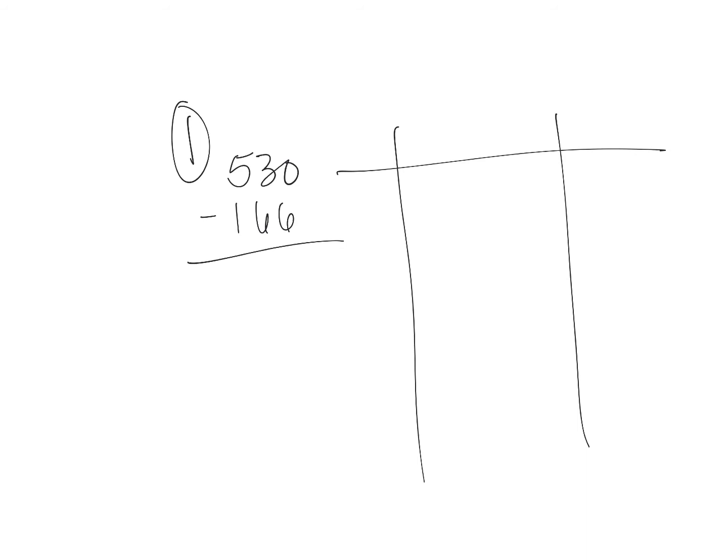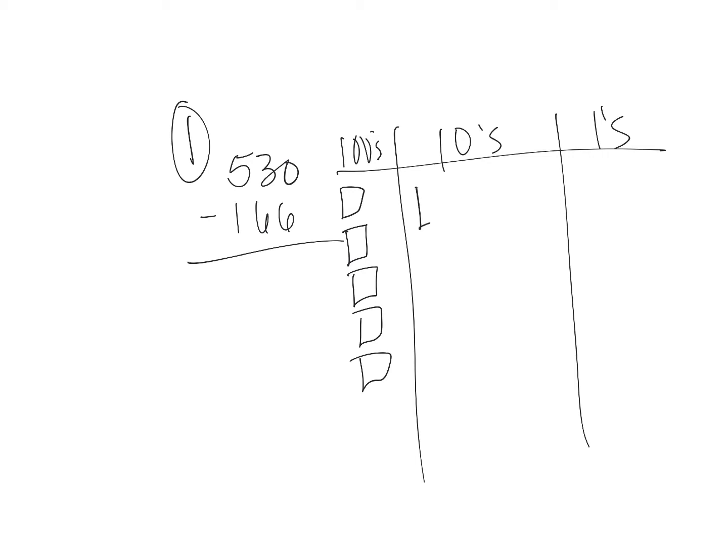Alright, so let's go ahead and solve this problem together. So we have our place value chart where we have hundreds, tens, and ones. So what is the first number we're going to put on our chart? Yes, 530. So I need 5 hundreds, and then I need 3 tens. 1, 2, 3, and then I have 0 ones.